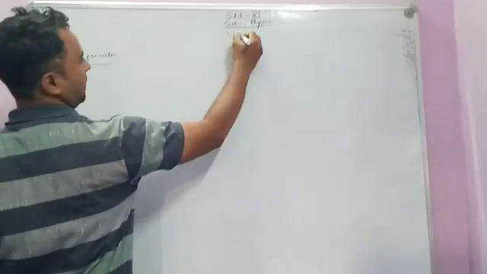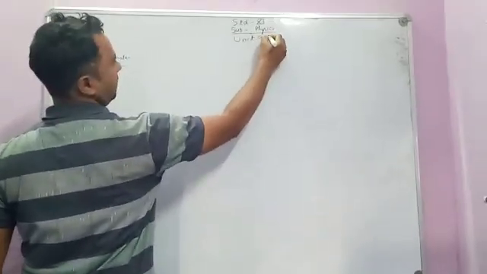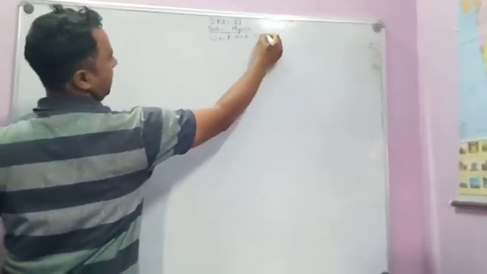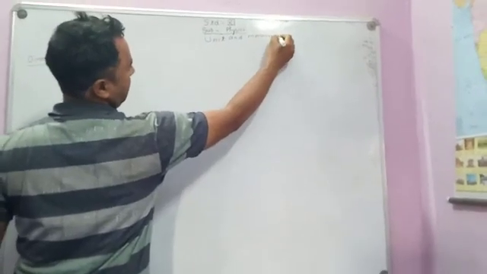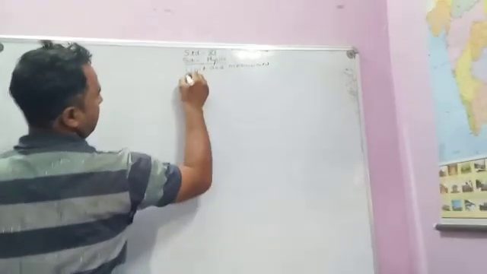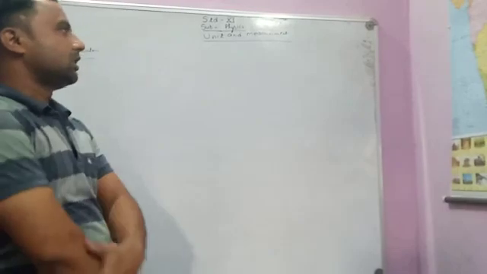Unit number 1, unit and measurement. Chapter 1, unit and measurement. So in the previous chapter we discussed the basic units.